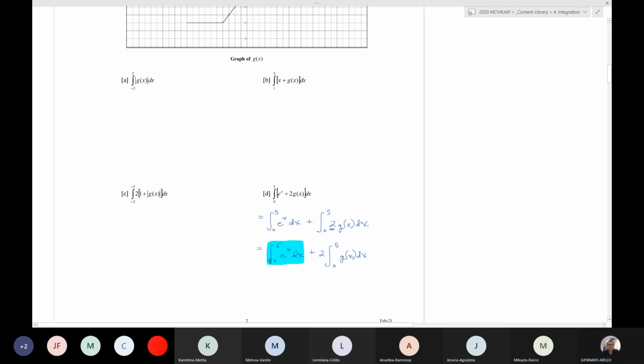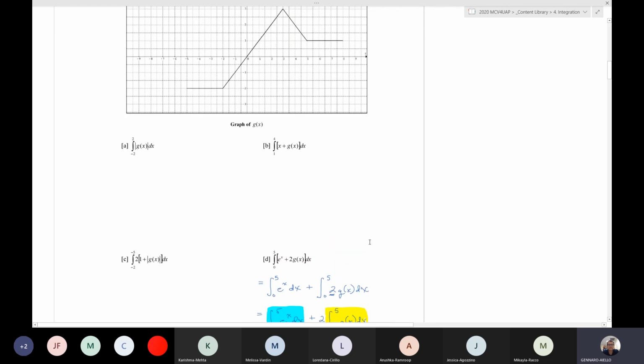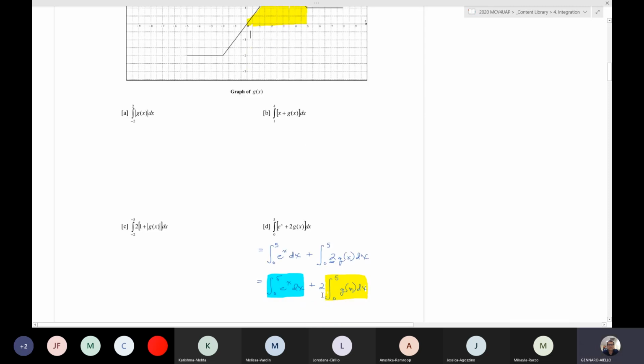You have to find the antiderivative of e to the x and sub in 5 and sub in 0 and subtract. This integral, the second one, can be interpreted as the area under the graph from 0 to 5. So let me highlight that up here. It's this. So I'm going to find that area, and I'm going to multiply it by 2.